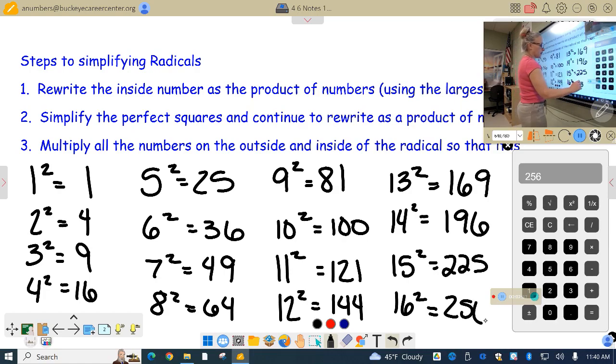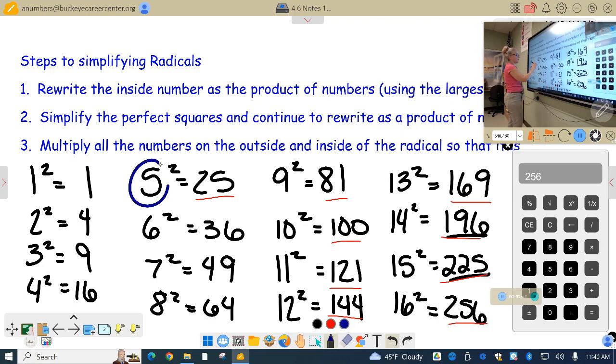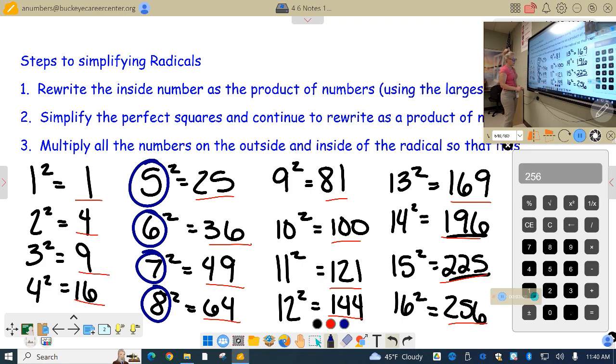and then 16 squared equals 256. So what I want you to recognize here is that all of the numbers here, all the red, are perfect squares. The square root of 25 is 5. The square root of 36 is 6. The square root of 49 is 7. The square root of 64 is 8. That's why I'm highlighting all of these, because we're going to be using those to simplify.